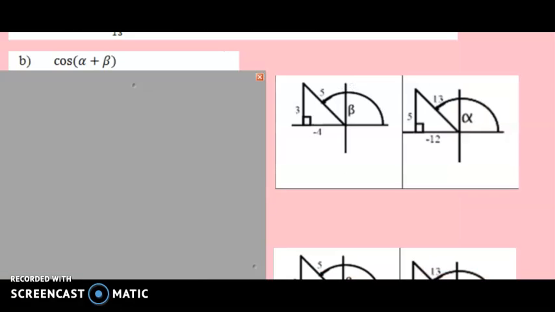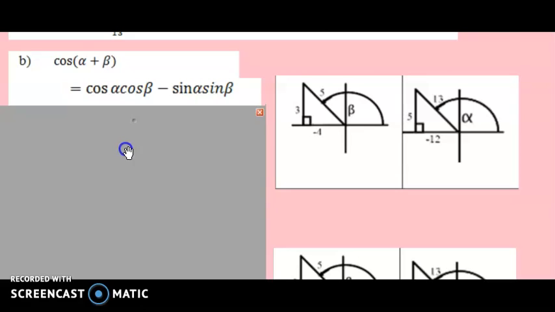Our next question is cos of alpha plus beta. Now it is very important that you know your compound angle identities. You can go in 4 different ways with this. You can go in the form of cos alpha cos beta minus sine alpha sine beta. If you do not know your identities, you will find it difficult to answer this correctly.